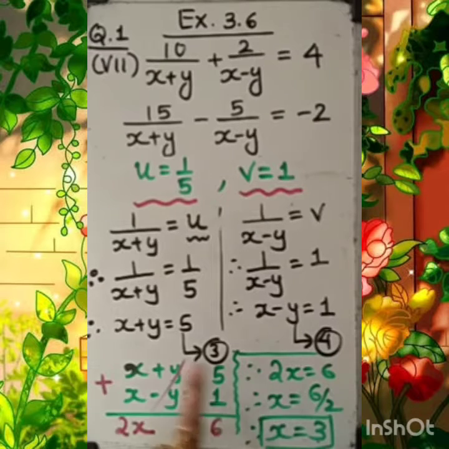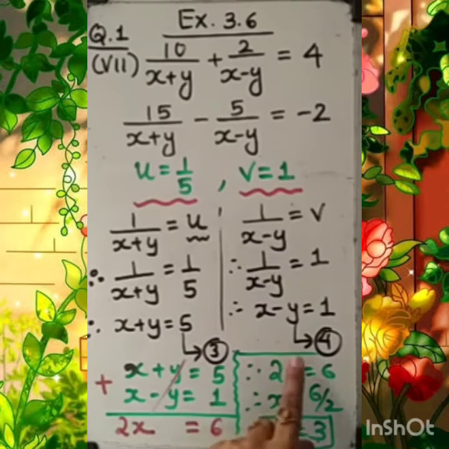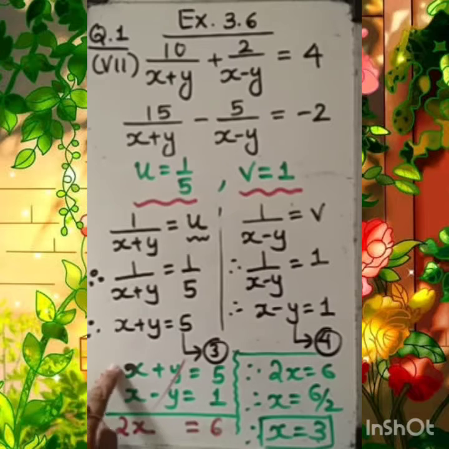Now you can see here this is 3 and this is 4. Both of these equations, again I am applying the elimination method. And I am adding equation 3 and equation 4. You can see plus y minus y cancelled, x plus x is 2x, 5 plus 1 is 6, 2x equal to 6, therefore x equal to 6 by 2, the value of x equal to 3 we got.